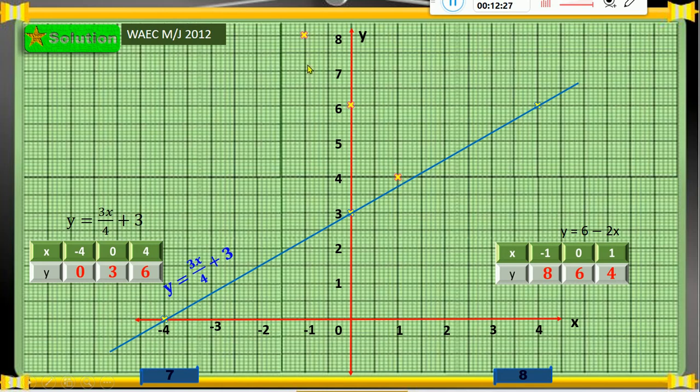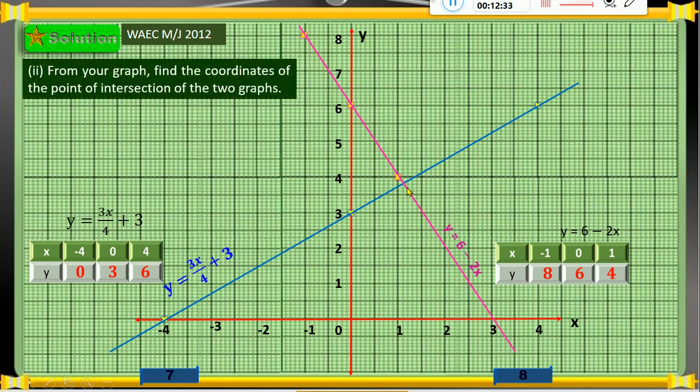Then we are going to join these 3 points with a straight line. So that's the line. Now the two lines intersect at this very point. So now the question says, from your graph, find the coordinates of the point of intersection of the two graphs. That's this point. So we now put our point at that. That's the point we want to calculate.